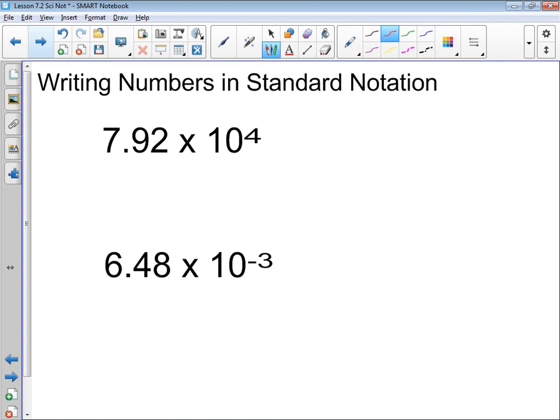Okay, if I have a number that's already written in scientific notation and you want to write it in what's called standard notation, here's the way you do that. Now standard notation just means the way you normally write a number. The number 42 is standard notation. The number 109 is standard notation. That's just the way you write a number.